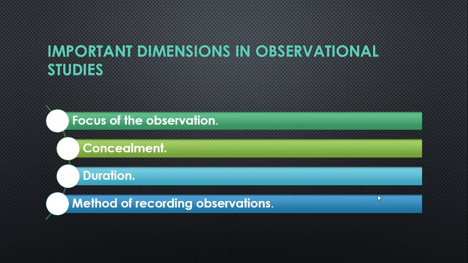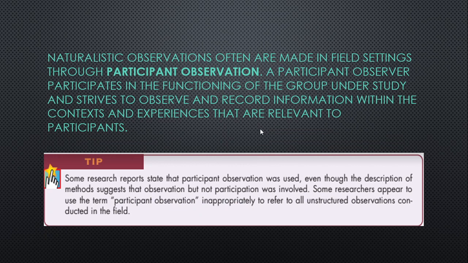Okay, methods of recording observations. Observations can be made through the human senses, with the use of our eyes, ears, and nose. But this can also be done with sophisticated equipment, for example video equipment, audio recording equipment, and of course, computers. Okay. Naturalistic observations often are made in field settings through participant observation.